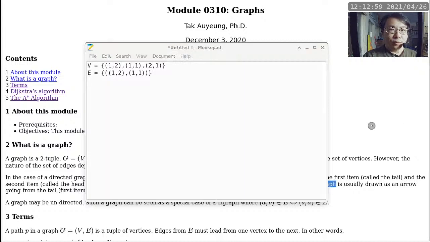All right, so do we have any other questions about this example? Okay, looks like there are no questions.